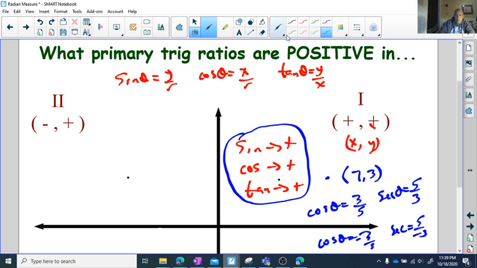All right. Let's go on to the next quadrant, and let's do the same thing. Now we're going to try and go a little bit quicker here. So the sine ratio, y is positive, r is always positive, so sine's positive. Cosine is x, which is going to be a negative number, divided by r, which is positive. And the tangent ratio, which is the y divided by the x, will be also a negative number.